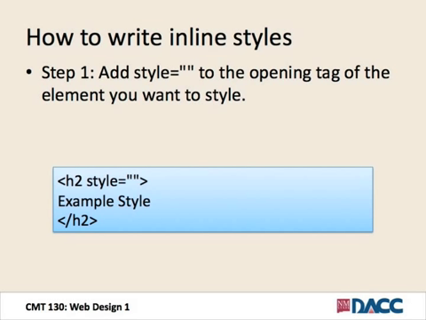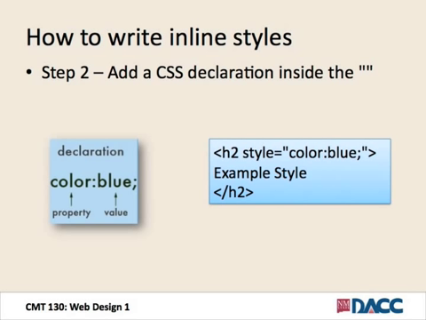The first step in writing inline styles is to add the style attribute to the opening tag. In the example, we've added style equals opening quotes, closing quotes to an H2 tag. The next step is to add a CSS declaration inside the quotes. A declaration is sometimes just called a style. The syntax for declaration is the property name, a colon, followed by a value. In the example, we have color, blue. Color is the property and blue is the value.